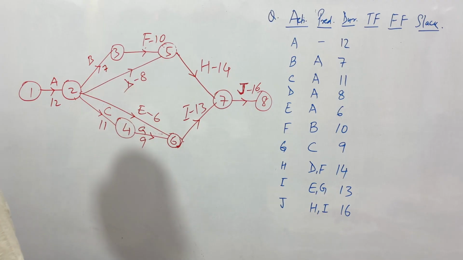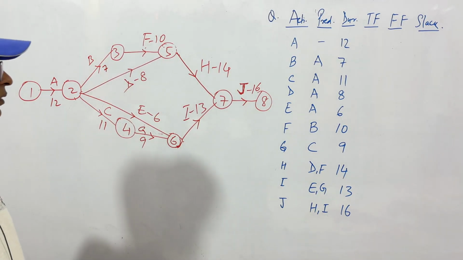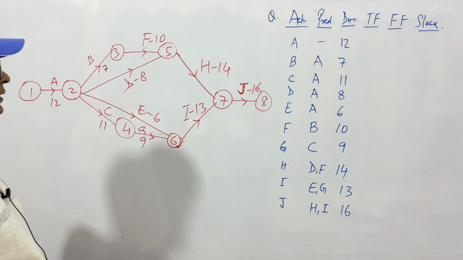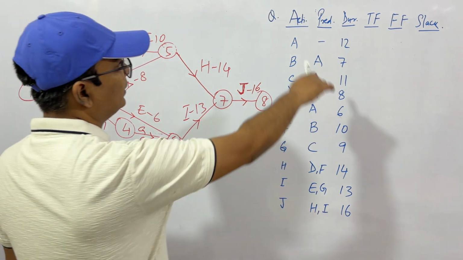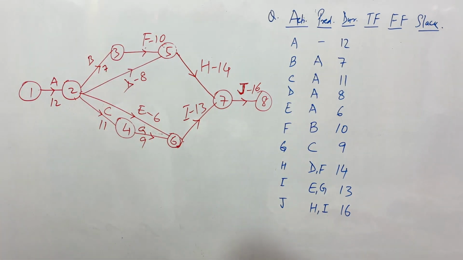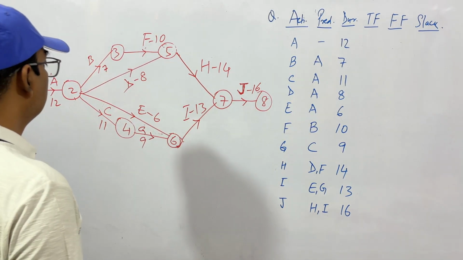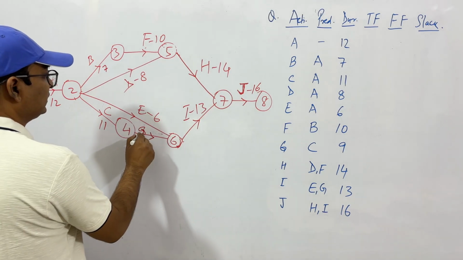So now we have completed our network diagram. So our network model is complete. Now we'll see what is total float, free float, slack, etc. No, we just forgot to take the critical path. Which is the critical path? Let's see.